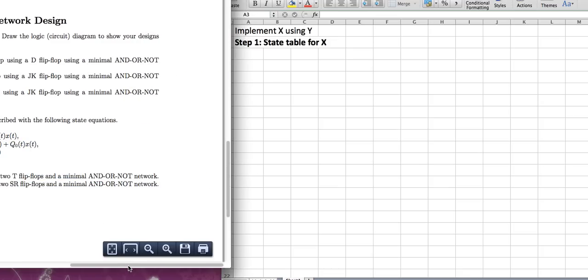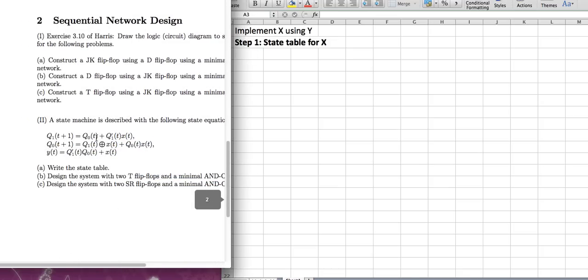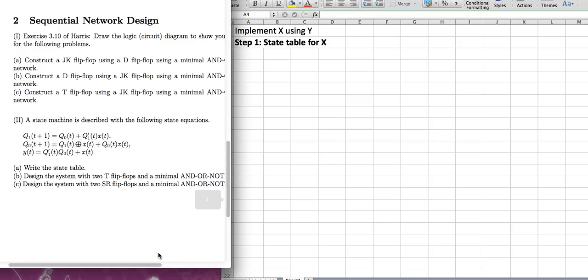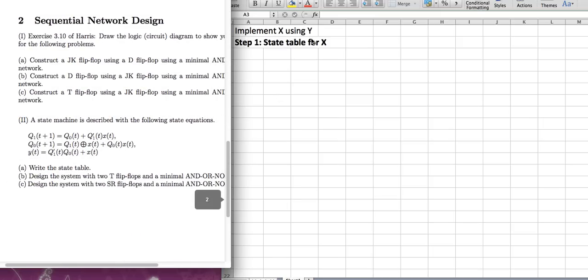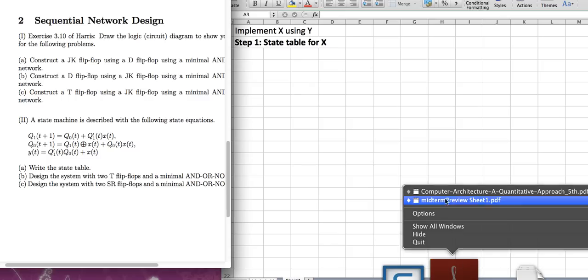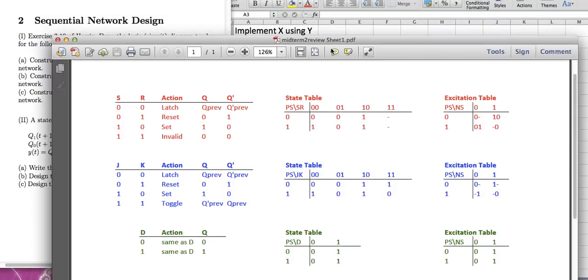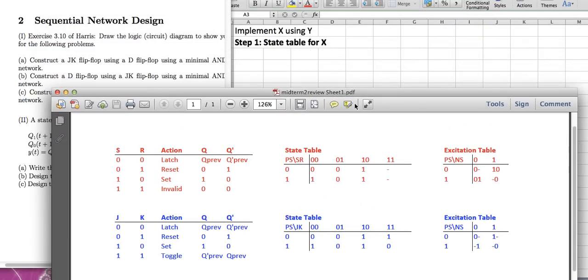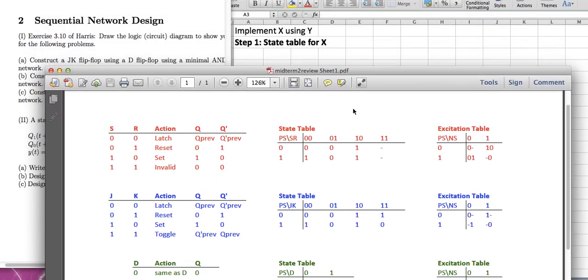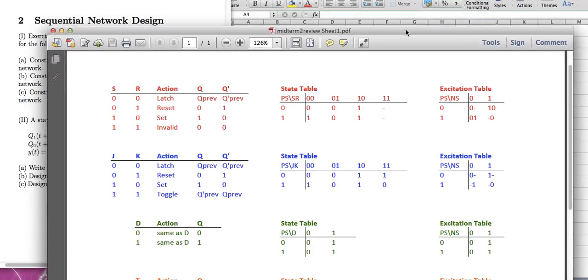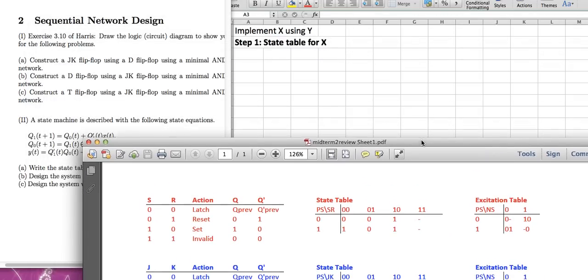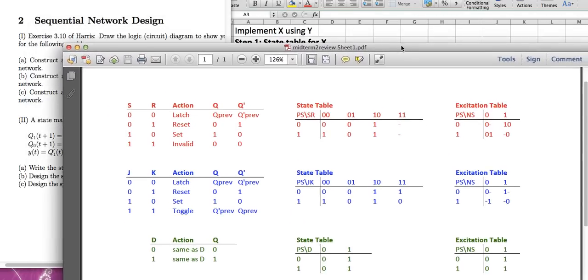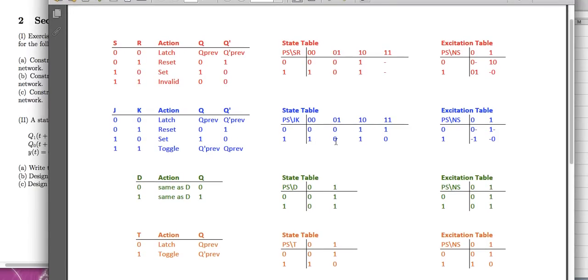Okay, so we need to identify which one is X, which one is Y first. Now, step 1 is to write out the state table for X. Before, when I did something like implement X using Y, where X is JK, then my state table, I can just get it from here, right? But now I don't have the state table. So we have to write our state table. How do we do that?